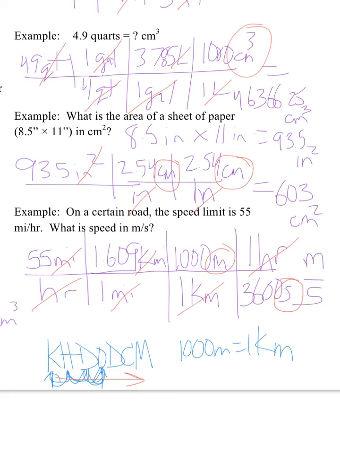So all I have left to do is the math, and I'm taking 55 times 1.609 times 1,000 divided by 3,600. And I get, the answer is, this is a big number. If I did the math right, 24.582, I'm just rounding, meters per second. All right? So that's how those multi-step conversions work if you have 2 units you're trying to convert.